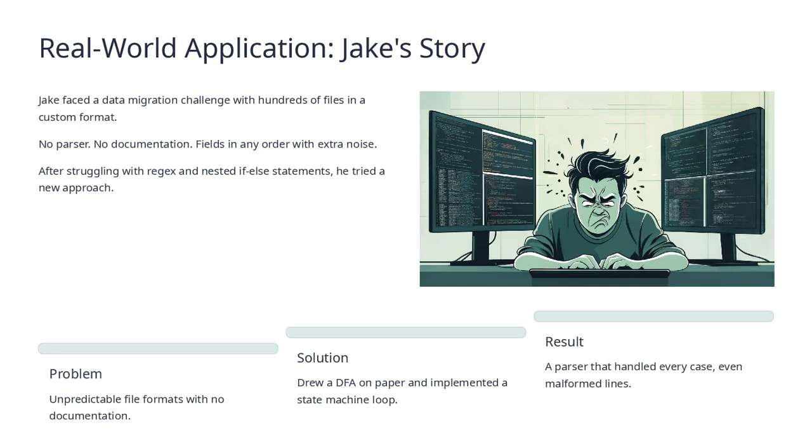It worked, until it didn't. Edge cases popped up: missing fields, invalid order, repeated keys. After spending an hour debugging nested if-else statements, he paused. Instead, he drew a DFA on paper. He implemented it using a simple state machine loop. The result? A parser that handled every case, even malformed lines, and flagged bad records gracefully. They used the same DFA design later to validate incoming webhooks with variable formats.